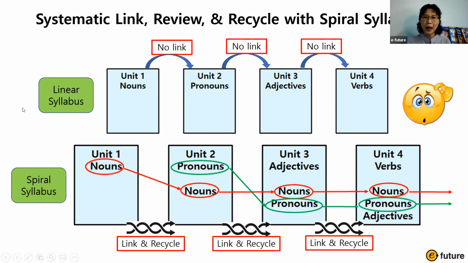But if you compare this with a spiral syllabus, in Unit 1, we learn nouns. In Unit 2, the new target is pronouns. But then we review nouns and make a link with nouns and pronouns and practice together. When you go to Unit 3, the new target is adjectives, but we also link with nouns and pronouns from Unit 1 and Unit 2. Then we review and recycle. And when you go to Unit 4, the new target is verbs, but we make a link with nouns, pronouns, and adjectives. We review, link, and recycle.